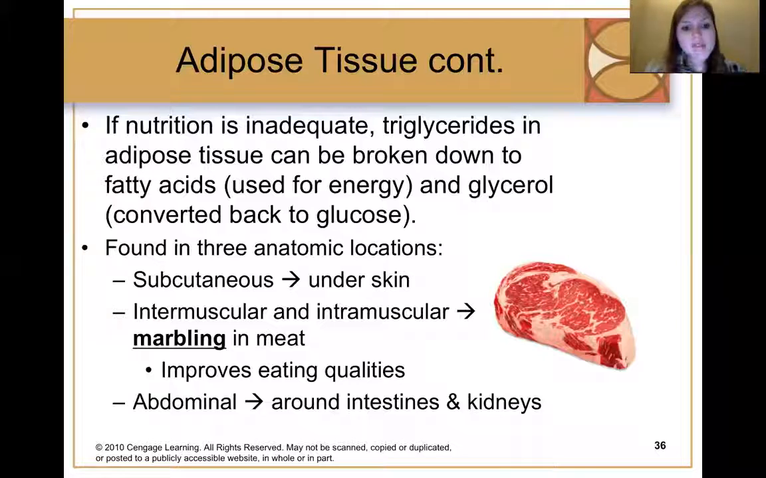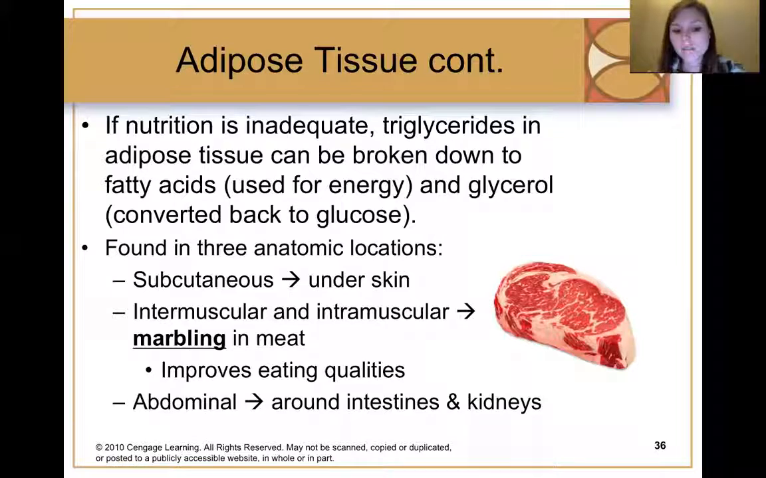So adipose tissue can be found in three anatomic locations, three different places. You have subcutaneous adipose tissue, which is found right under your skin. Then intermuscular and intramuscular. Intramuscular fat is known for producing what's called marbling in meat. You can see in this picture the intramuscular fat around it, and then on the inside of this steak, you see those white spots. That's intramuscular fat that has been deposited in the meat.